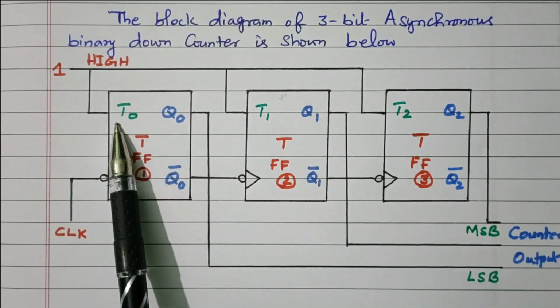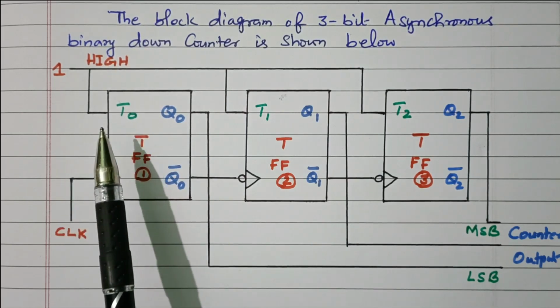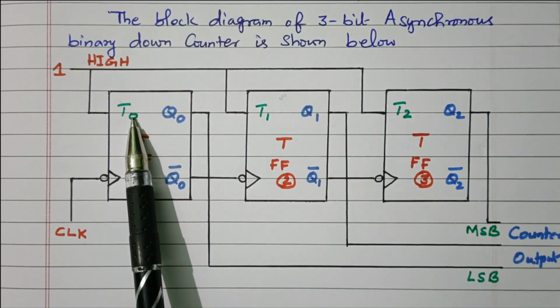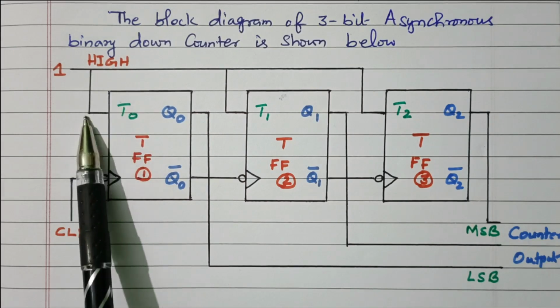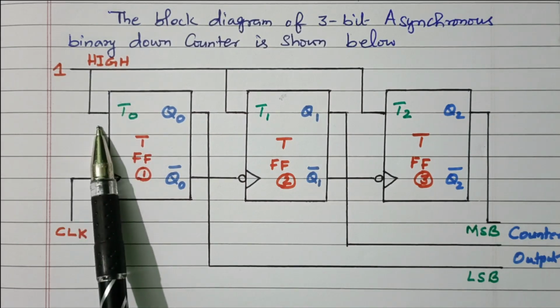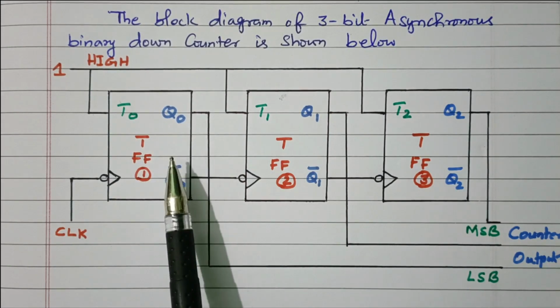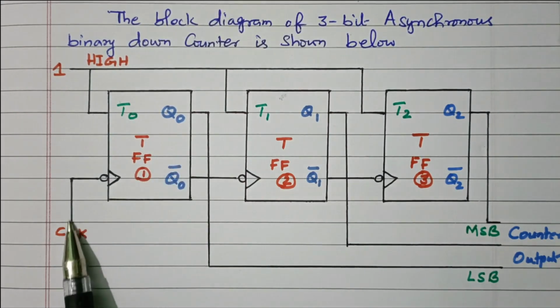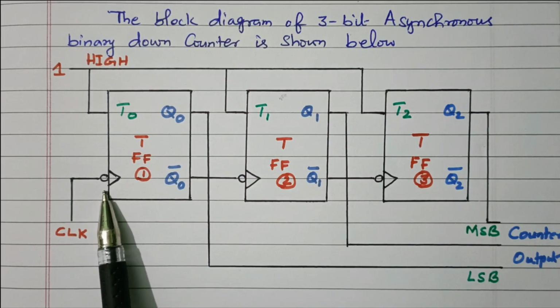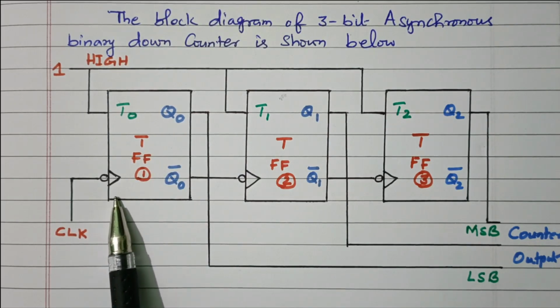If the T input is 0, there is no change in the next state. If the T input is 1, a toggle will occur: 0 becomes 1, 1 becomes 0. So here we are giving logic high, so that with every clock pulse, the state will change. For the first flip-flop, the clock pulse is given as an inverted, negative edge clock pulse. We will see what is meant by negative edge.